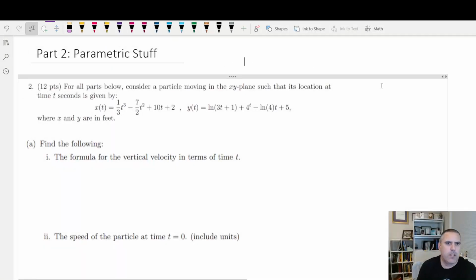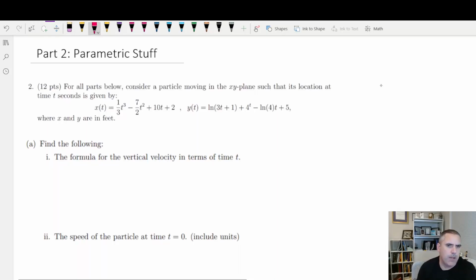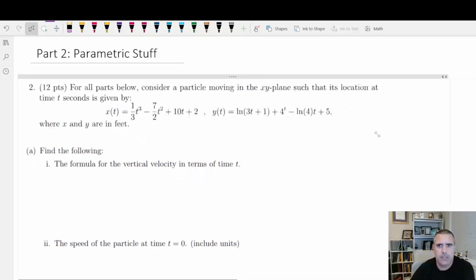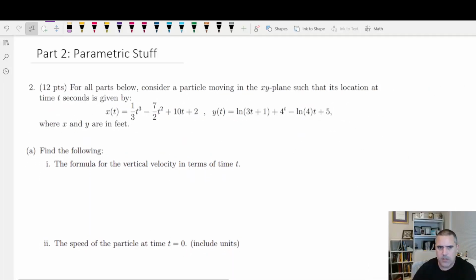Okay, so this is a random old exam question from one of my exams. Here I give a much messier parametric equation. Lots of stuff in there, looks scary. Find the formula for the vertical velocity in terms of t. Okay, so that's asking for dy/dt.